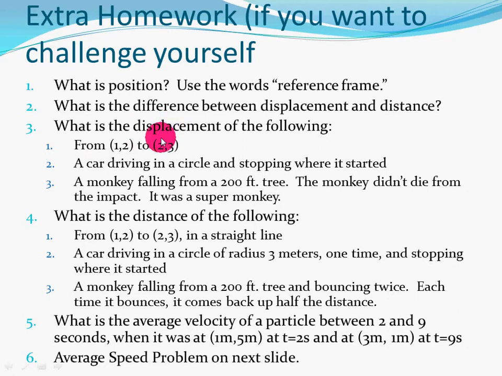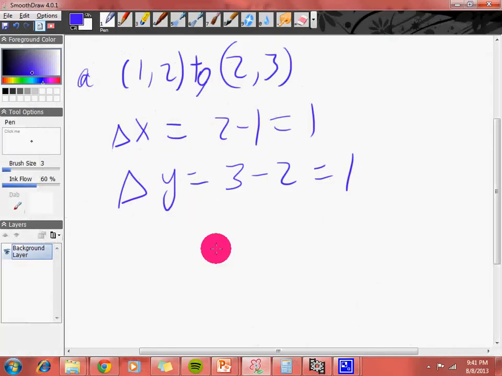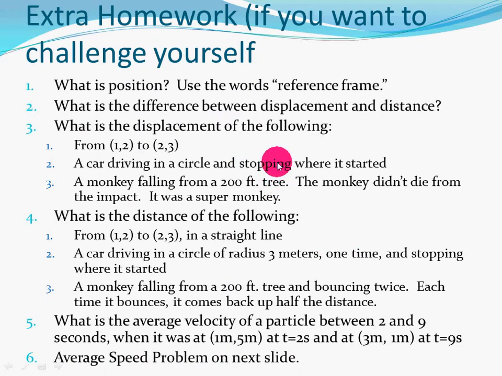So I mean displacement. A car driving in a circle and stopping where it started. Find the displacement of that situation. Stopping where it started, the displacement would be 0, right? Because if a car travels and ends up at the same point, it's like saying, okay, I started here, I ended here. So what's the distance from here to here? That's 0. There's no distance in between the points. They're on top of each other.